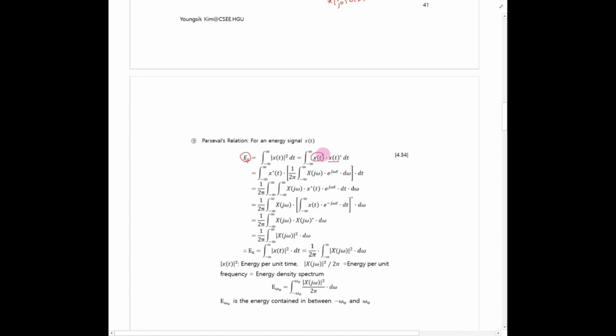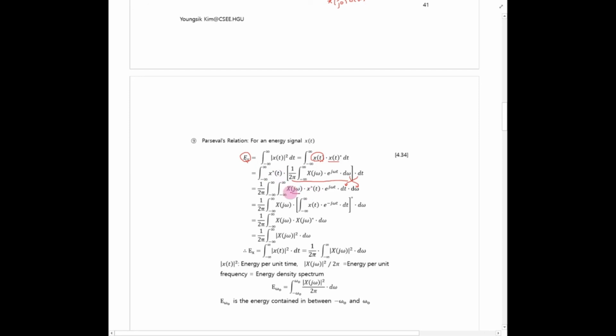From here, x(t) is replaced by the inverse Fourier transform definition. The inverse Fourier transform of X(jω) is given this way: 1 over 2π times the integral of X(jω) e^(jωt) dω. And x conjugate is over here, and dt is here. So the next step, we would like to change the integration sequence. dω is integrated later, and we integrate with respect to time first. So dt is here, with e^(jωt), and the conjugate of X(jω) is here.